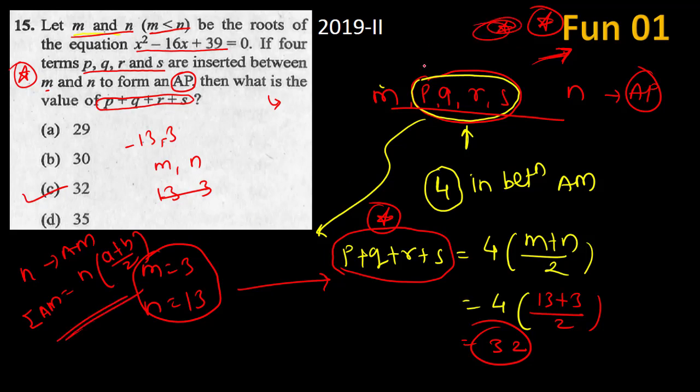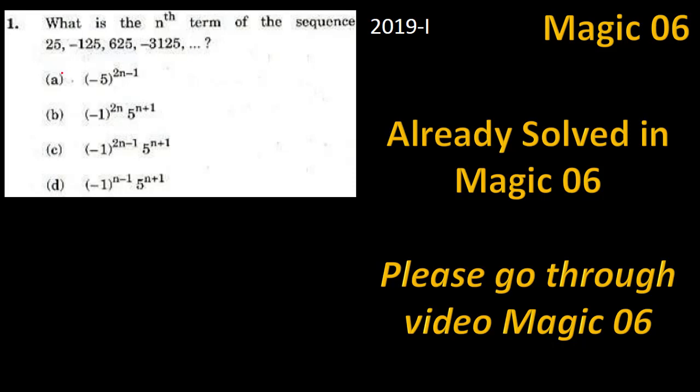Next. Okay, again this question. So we are done with the 2019 first part. The second part, this question we have already covered in the Magic 06 series. Please go through this video and solve this equation and this question. So you will get the option as D.